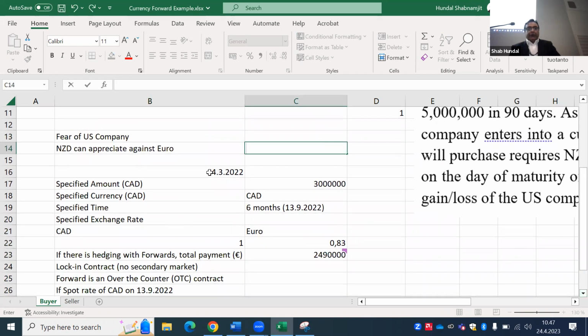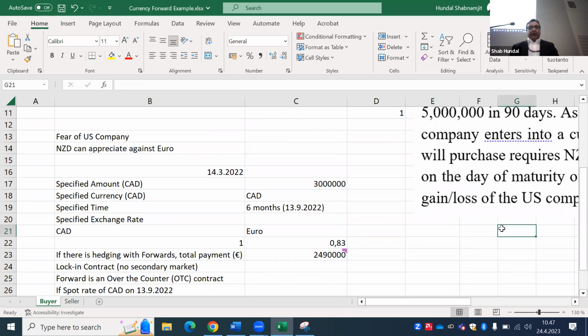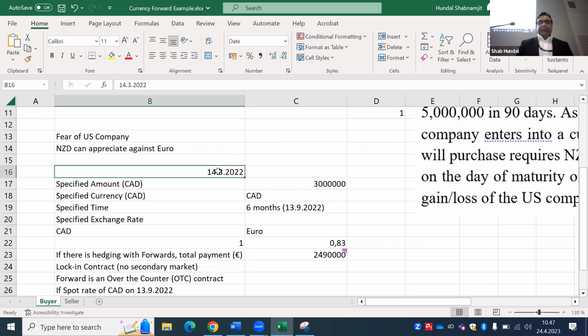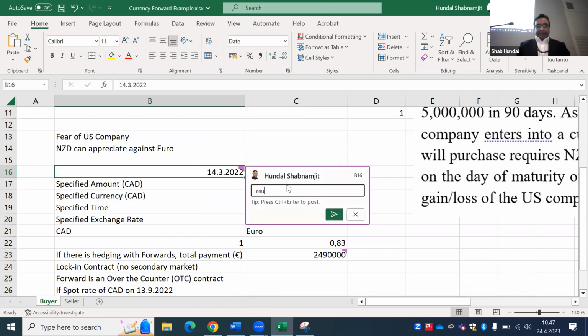Okay. So what you do on 14th of March, like on the spot date, the US company goes to HSBC. I can assume that this is the spot rate. Assuming that the transaction takes place on 14th March 22. Just imagination, so that you don't get confused.